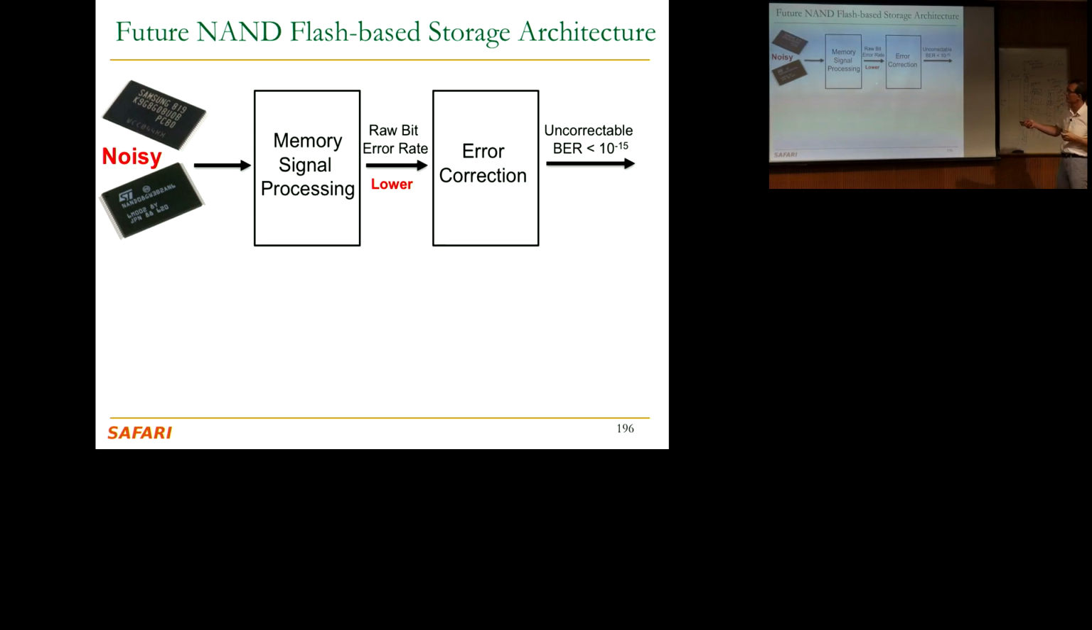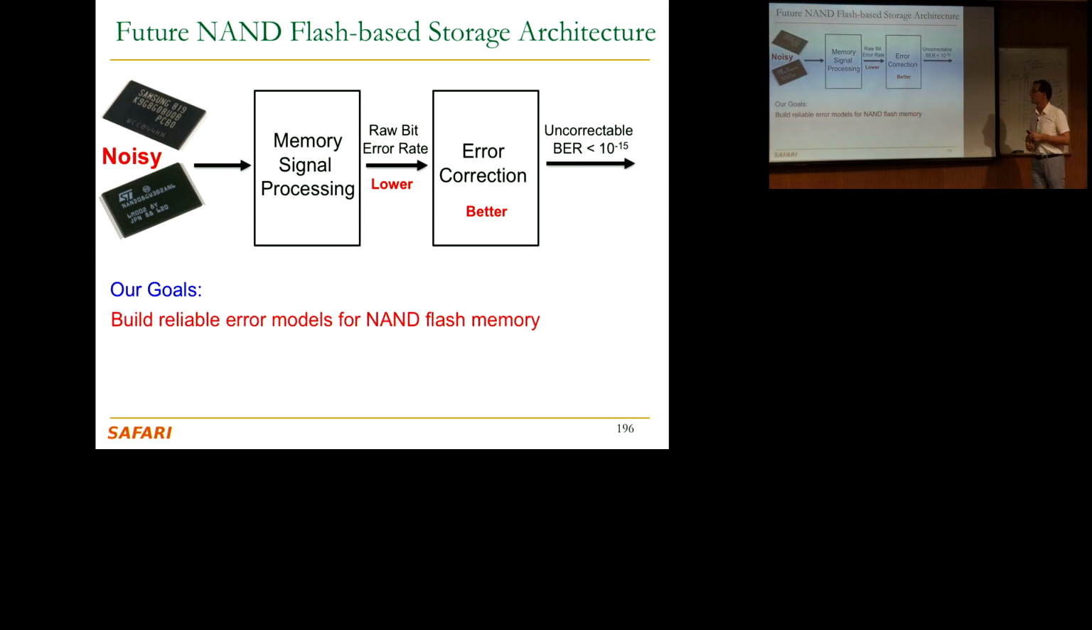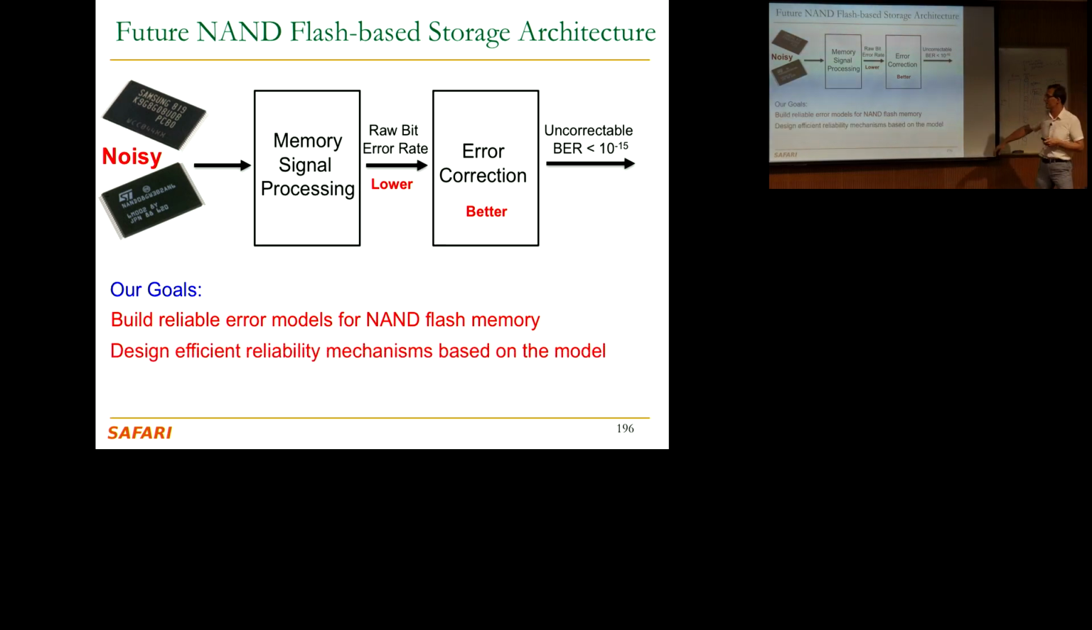Ideally, you would like to lower the raw bit error rate as much as possible, and you would like to better your error correction. Our goals when we started this research were, first of all, to build reliable error models for NAND flash memory and design efficient reliability mechanisms based on the models.